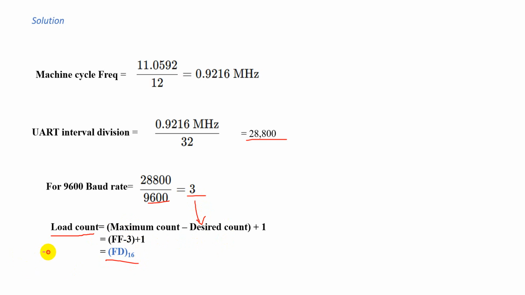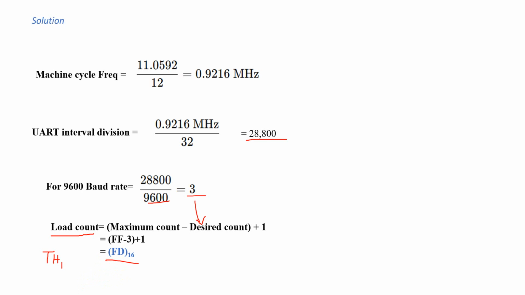So the FD we have to load in TL1 and then TH1. Both we have to load with FD only. Why? Because in this mode 2, it is an auto reload mode. Whatever we are loading in the timer higher byte, the same thing we will be loading in the timer lower byte. Whenever the timer higher byte overflows, it enables the buffer, and whatever is available in the TL will be automatically reloaded in the timer higher byte.